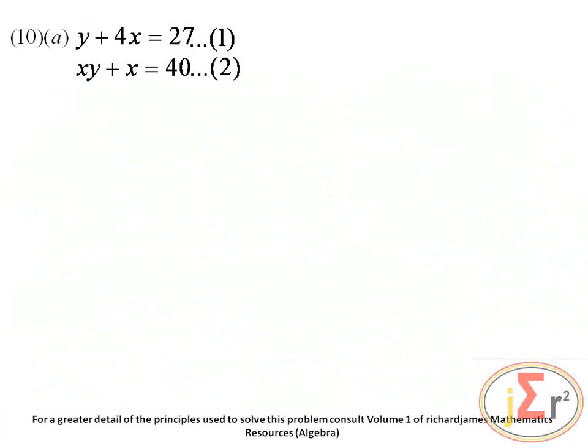Let us solve the pair of simultaneous equations in which one is a quadratic and the other is linear, and we will use the method of substitution. We are going to take from equation 1 and substitute into equation 2. So if we examine equation 1, y is equal to, if we transpose this to the right hand side, 27 minus 4x. y is equal to 27 minus 4x, and of course we are going to label that equation 3.